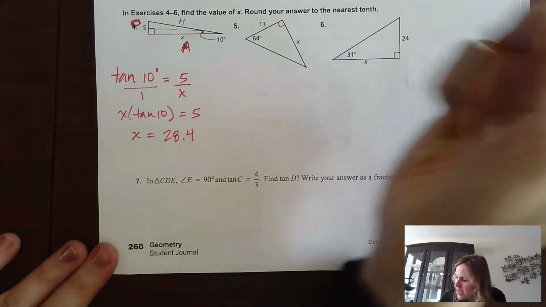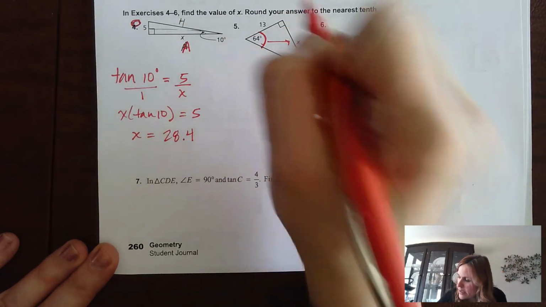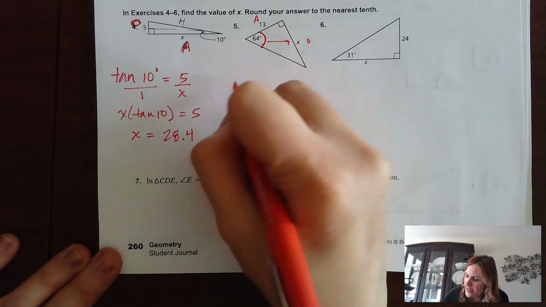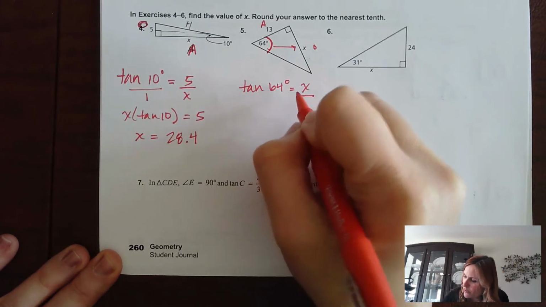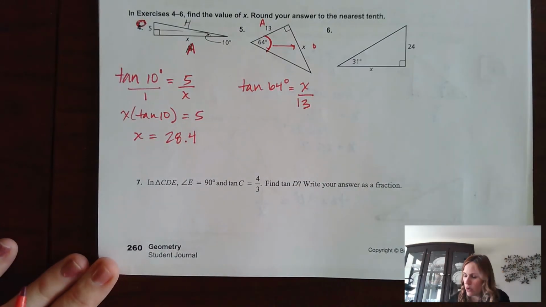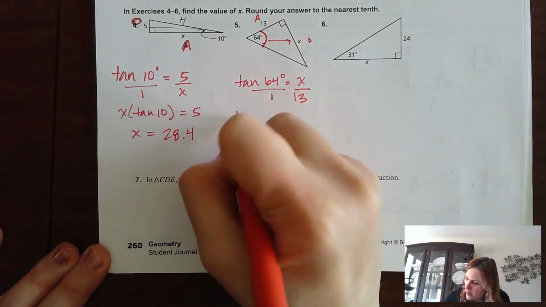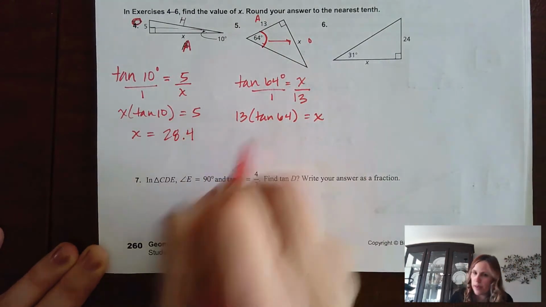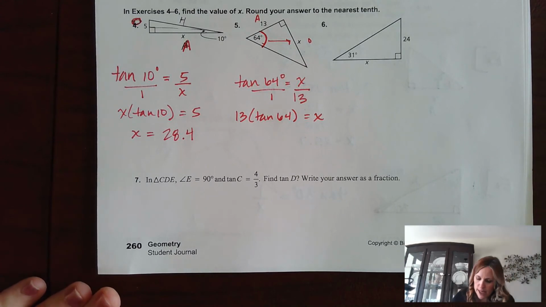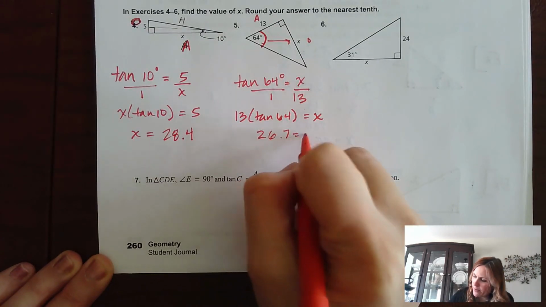For number 5, same kind of deal. Here's your angle this time. You are given your opposite and adjacent. So if I set up my tangent ratio, tangent of 64, opposite over adjacent would look like this, x over 13. Because my opposite side now is my x. All right, so if I cross multiply, all I'm really doing here is just multiplying those two things together. So on my calculator, I'm going to do 13 times tangent of 64, and I get 26.7.